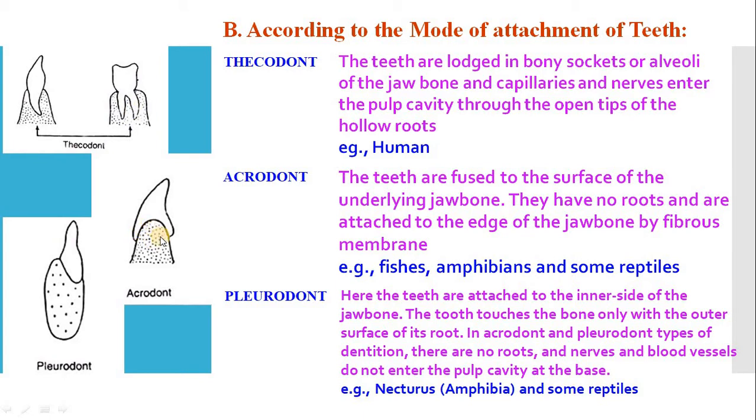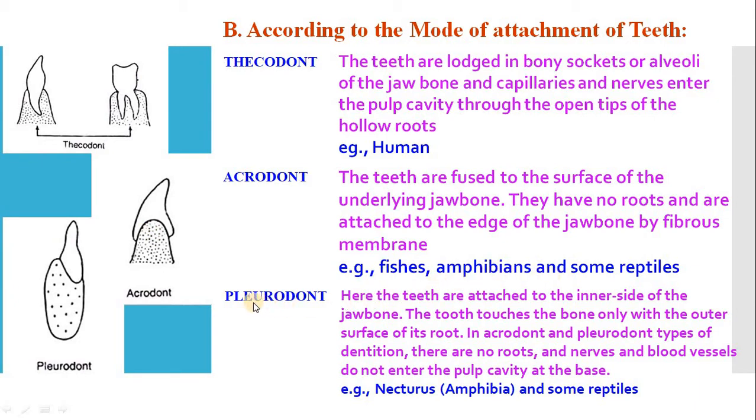Then acrodont refers to teeth fixed at the tip. Acro refers to the tip. The teeth are fused to the surface of the underlying jawbone. This is the jawbone. Then teeth are just fixed on the surface, not in the cavity. They have no roots and are attached to the edge or tip or acron of the jawbone by fibrous membrane. They are just attached with the help of fibrous membrane. Fishes, amphibians, and some reptiles are examples.